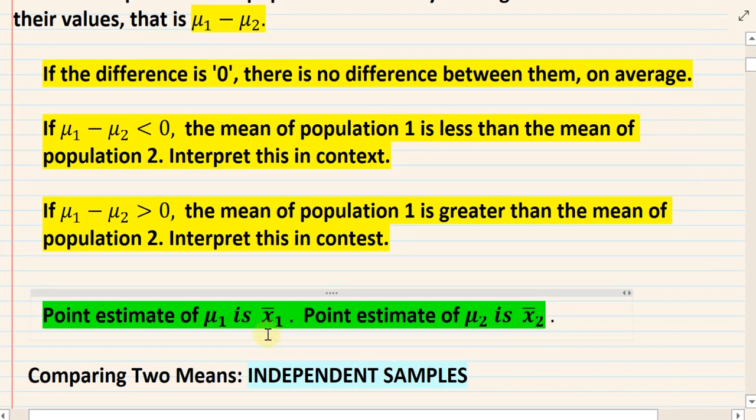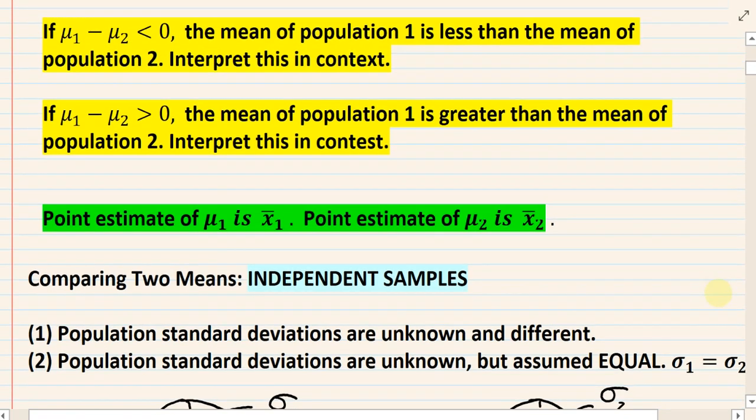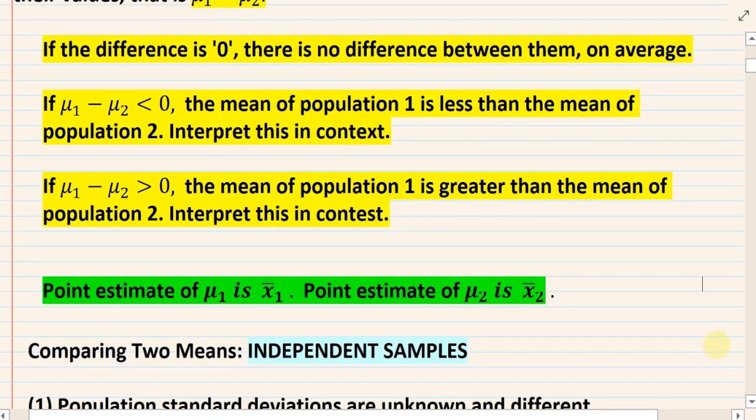Now, in order to be able to do our inferences, we need to find point estimates of mu1 and mu2, and the best point estimates for mu1 and mu2 are going to be the respective samples. So for mu1, the first sample mean, for mu2, the second sample mean, are going to be our best estimates, point estimates, that is.